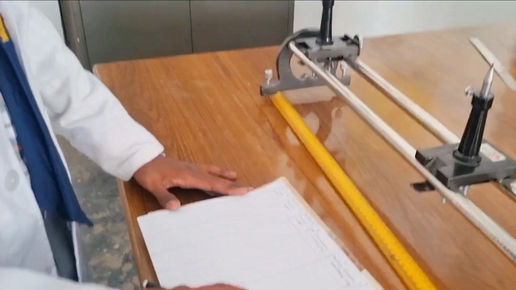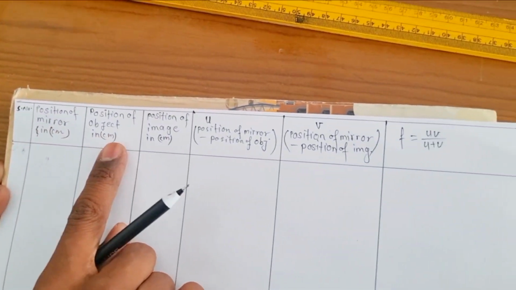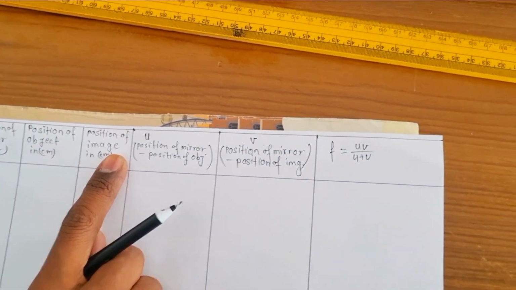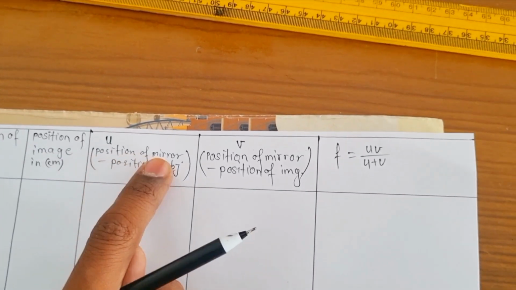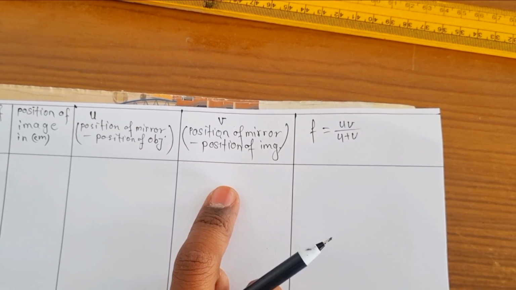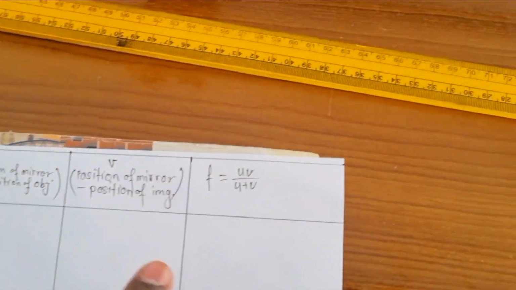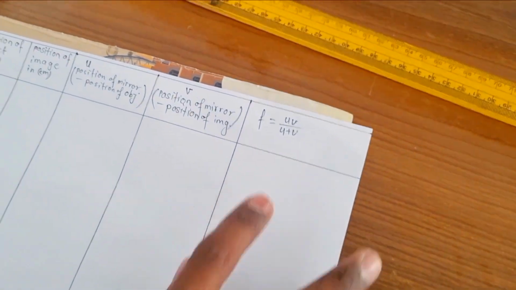Here are 6 columns. The first one is for position of mirror, position of object, position of image, and here we have u, the position of object from the pole of mirror, and v, which is called the position of image from the pole of mirror. And here we have to find the focal length of the mirror.